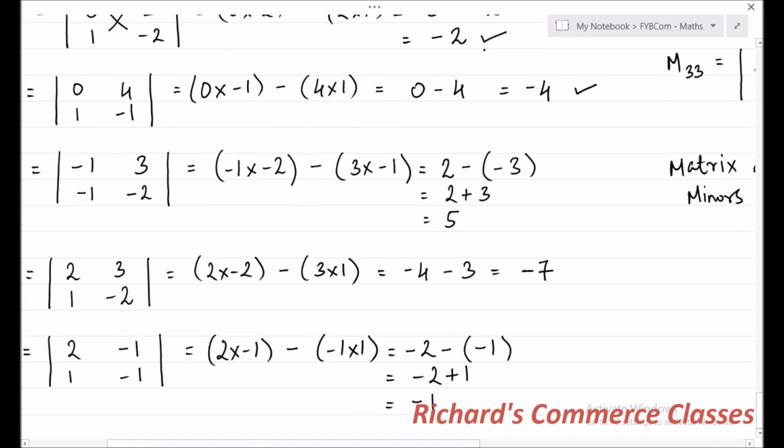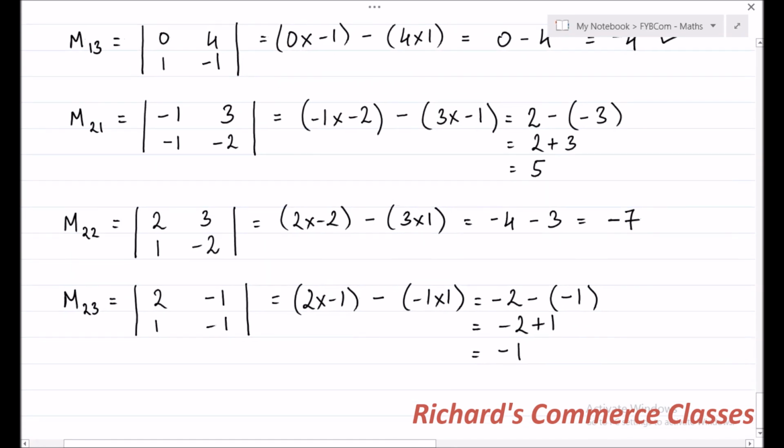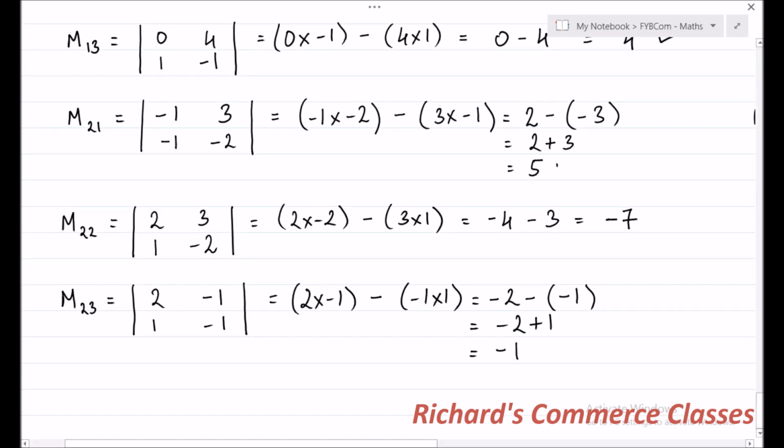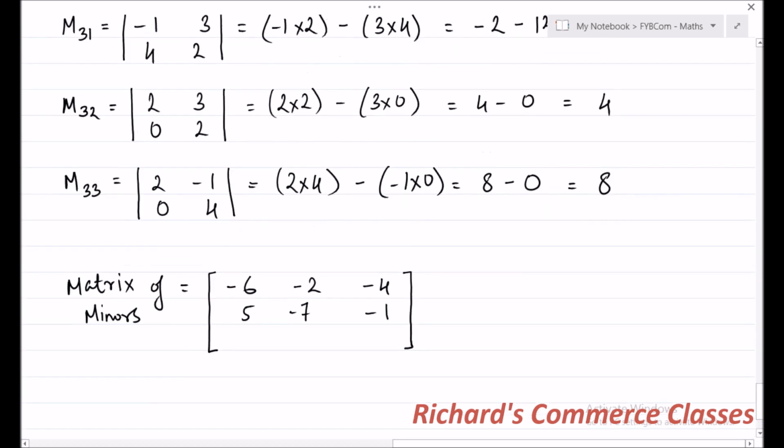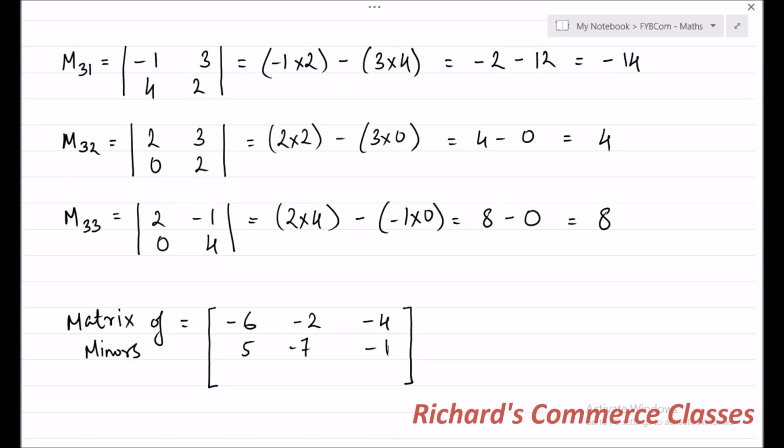Moving on to the second row, that will be M21, M22 and M23. The answer is 5, minus 7 and minus 1. So filling this here, it will be 5, minus 7, minus 1, and finally the last row, that is the third row, minus 14, 4 and 8. So the answer is minus 14, 4 and 8, and this is the matrix of minors. This is how you calculate the matrix of minors.